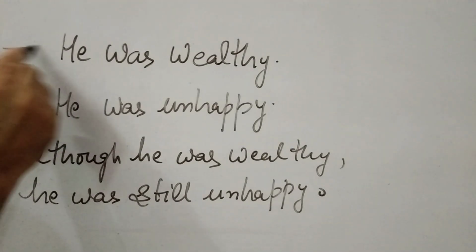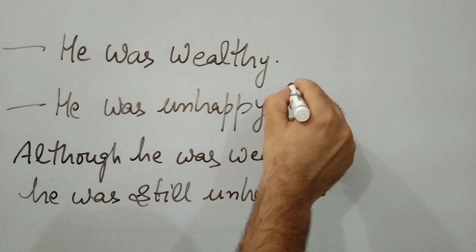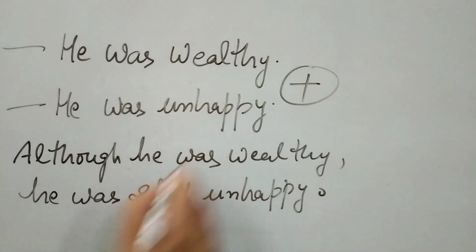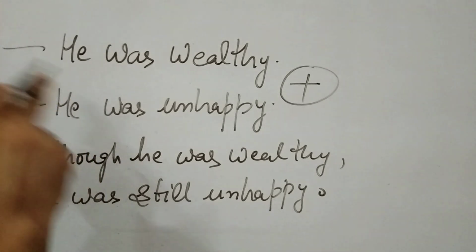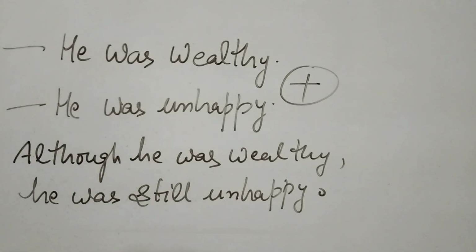Now these two sentences are combined together with the help of the word although. Although I placed before the first sentence: although he was wealthy, he was still unhappy. He was still means here besides that, इसके बावजूद, instead or beside of this, he was unhappy.